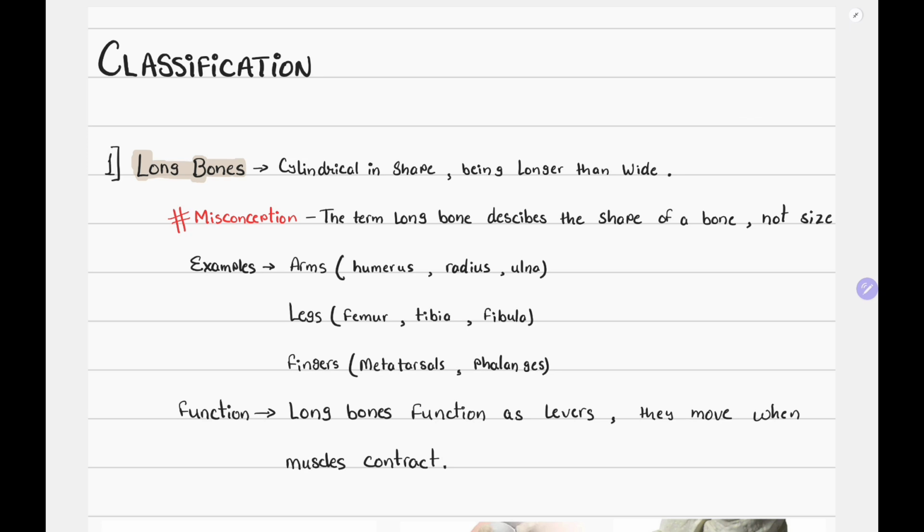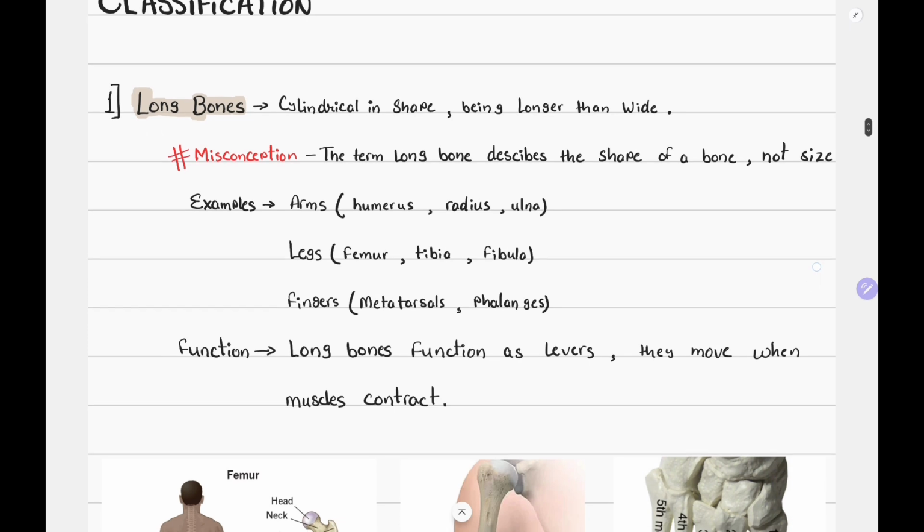There is a big misconception in students that the term long bone describes the size of the bone, but it describes the shape. If a bone qualifies the criteria of being cylindrical and longer than wide, it is considered a long bone. For example, if one bone is 30 centimeters in length and another is only 4 to 5 centimeters, and both are cylindrical with length greater than width, both will be considered long bones.